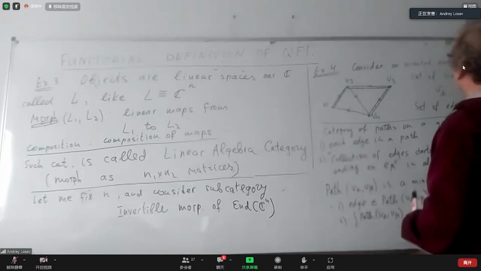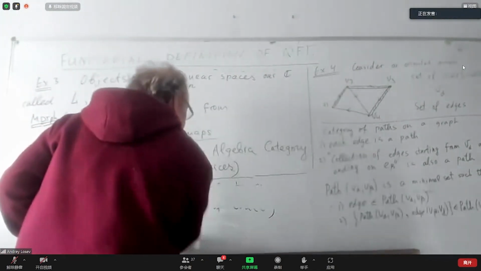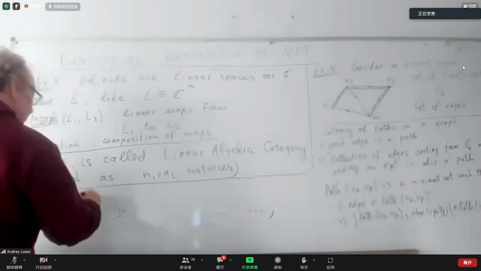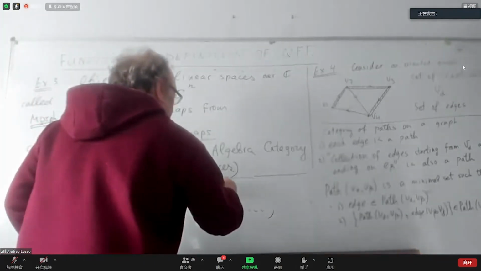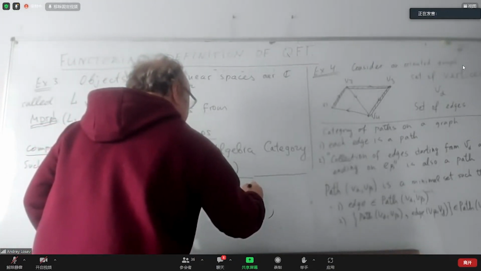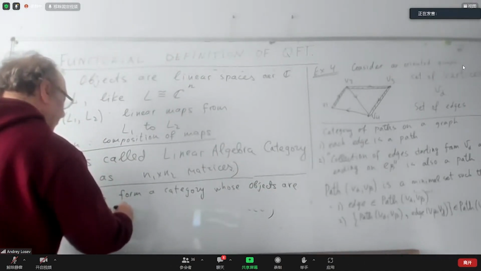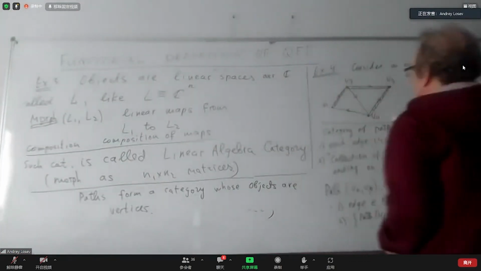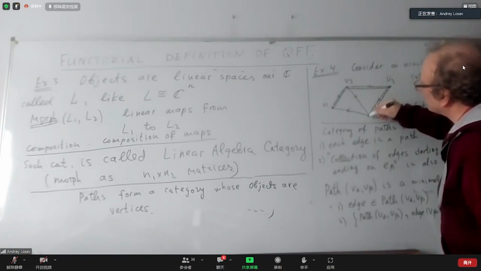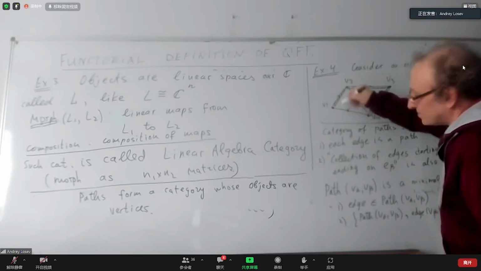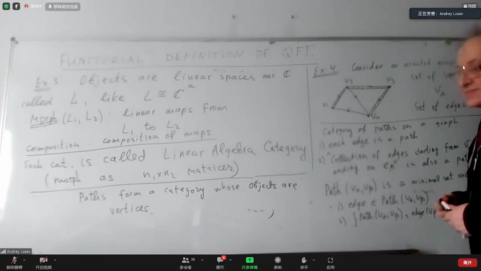And then it is clear that paths form a category whose objects are vertices. In particular, there is one path from V1 back to V1 like this. There is another path like this. And if I go twice, it would also be a path. Okay? But examples are just illustrations of this concept, and it is absolutely clear.